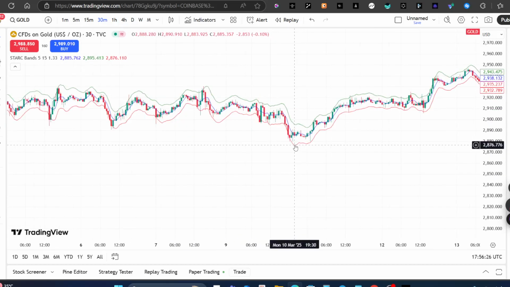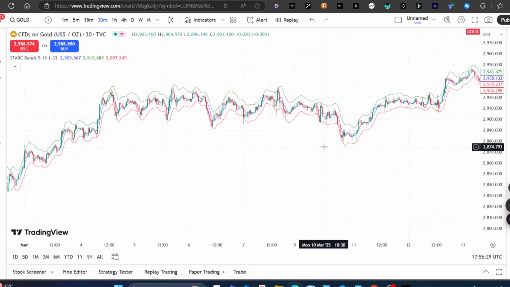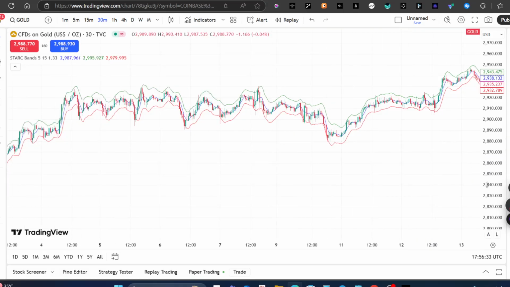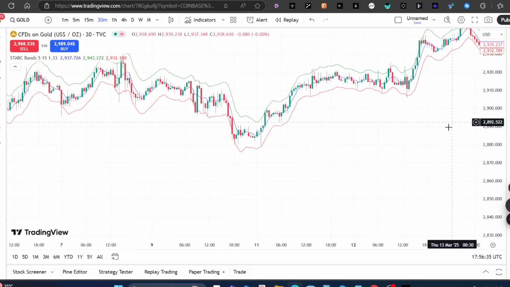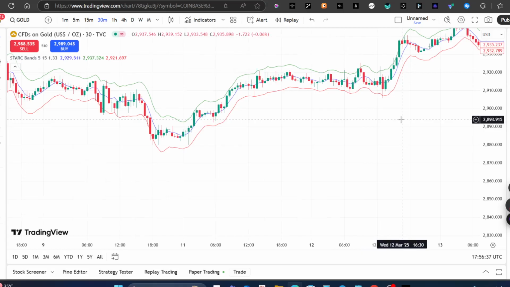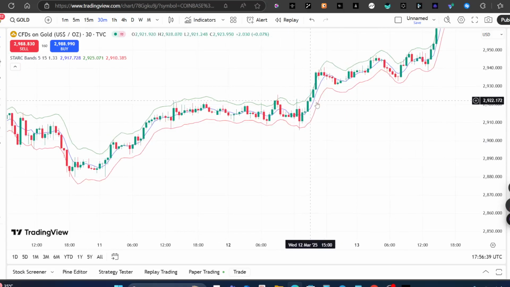Now, the first way you can use Starc bands is to identify breakout opportunities. When the price moves close to or breaks the upper or lower band, it signals a potential trend continuation. If the price is moving towards the upper band, that could be a sign of bullish momentum. But if it is moving toward the lower band, it could be a bearish signal. This is especially useful when you are looking for trends that have just started to take shape.